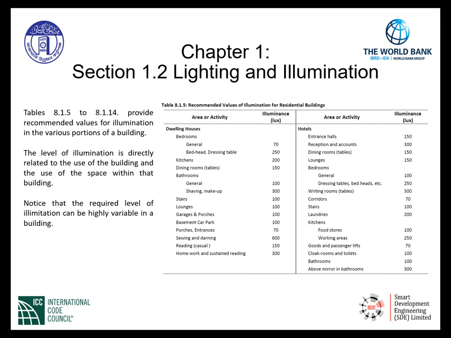We move down the list to sewing and darning. That would be 600 lux. We can see the more detailed work that we have within our dwellings, we have to have more lighting. Homework and sustained reading is 300 lux.